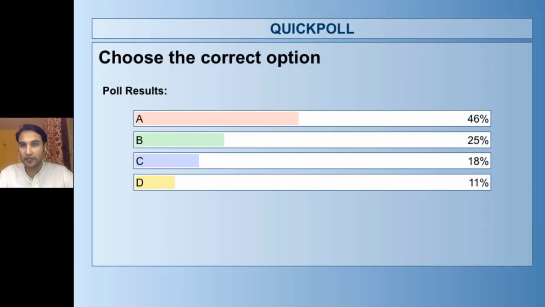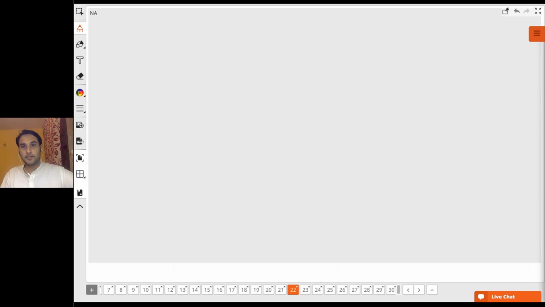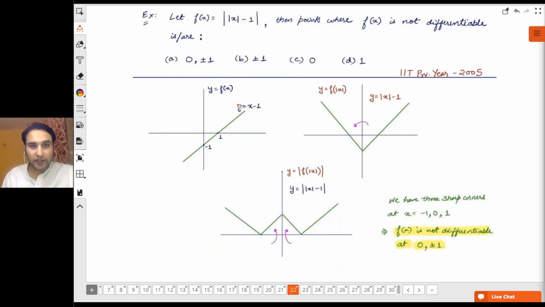Why? Let's quickly see. That's so simple. In this, what will happen? First you plotted the graph of y is equal to x minus 1. So this is our f of x. f of x is x minus 1. Then we plotted the graph of f of mod x.